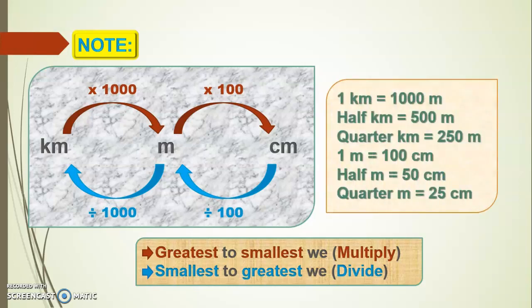We have to know that 1 kilometer equals 1000 meters, half kilometer equals 500 meters, quarter kilometer equals 250 meters, 1 meter equals 100 centimeters, half meter equals 50 centimeters, quarter meter equals 25 centimeters.